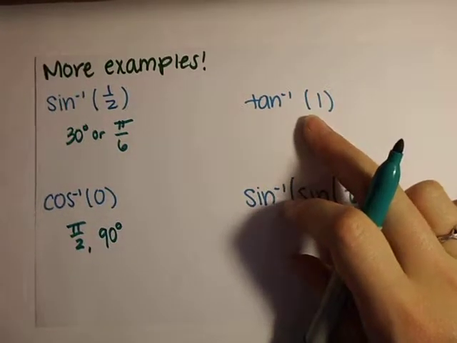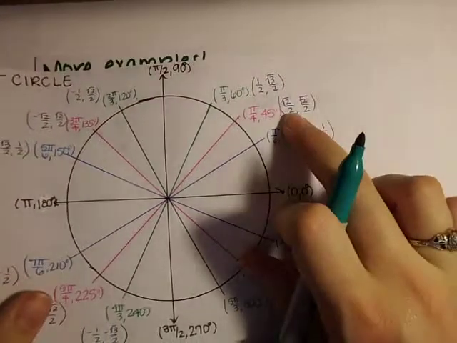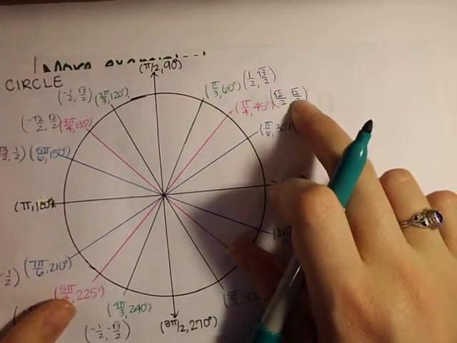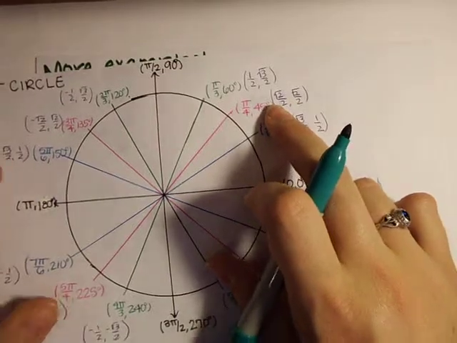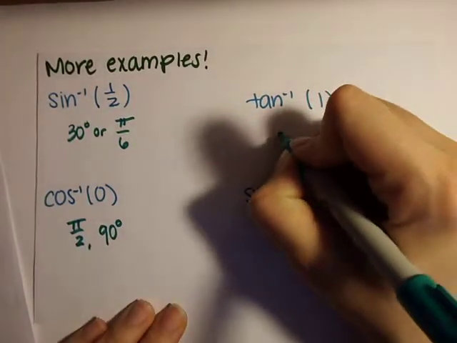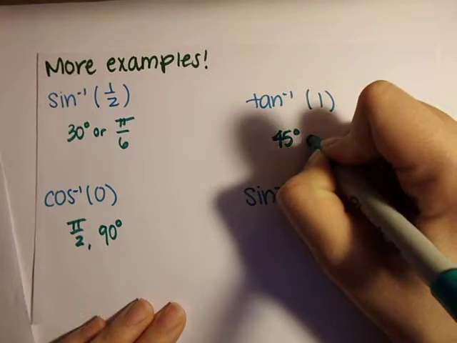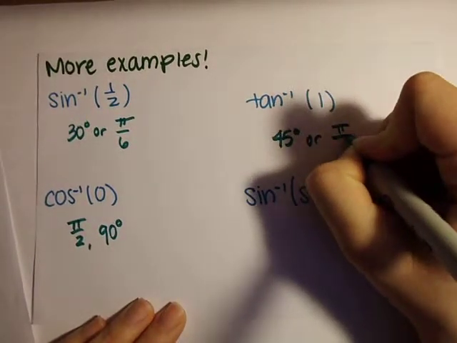Inverse tangent of 1, I need x and y to be equal, so that's going to be right over here at 45 degrees. Square root of 2 over 2 divided by square root of 2 over 2 is going to give me 1. So this is going to be 45 degrees, or pi over 4.